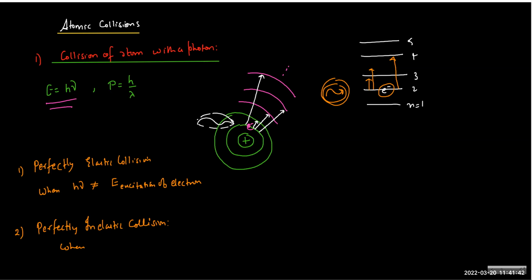So when h nu is equal to delta E between the present orbit to any other higher one, if this is the case, then it is completely absorbed.